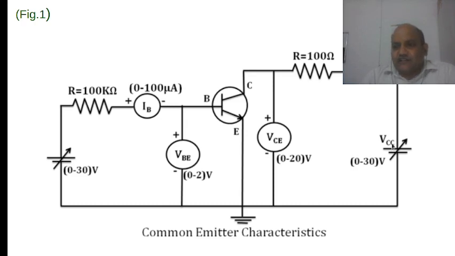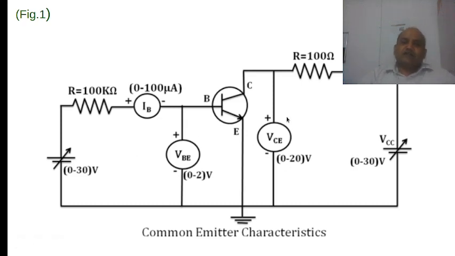So VCC is the biasing voltage. You can use the same voltage source, which you place here, in the input side as well. You can vary this voltage from 0 to 30 volt here, and 0 to 30 volt here also. We will discuss how much you vary and when.